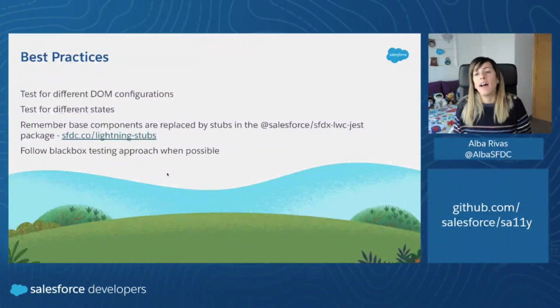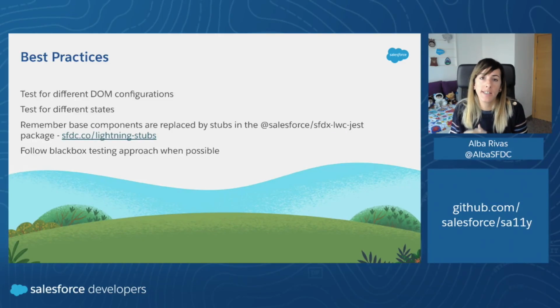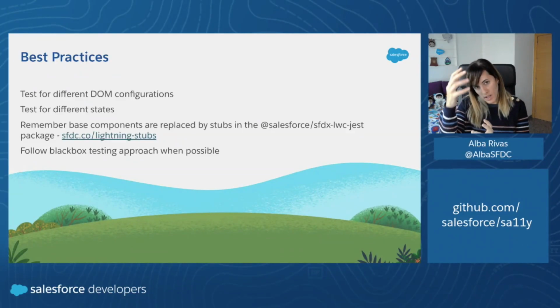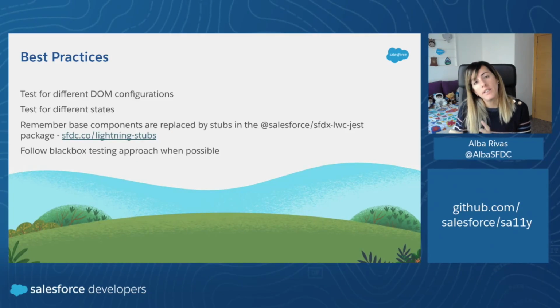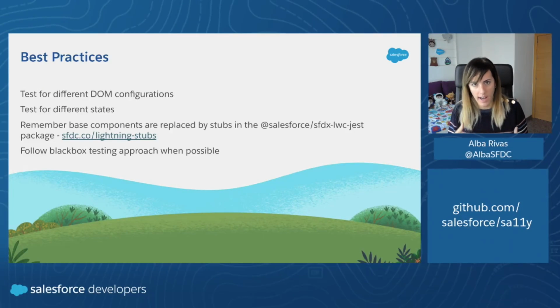And finally, my fourth recommendation is that you try to follow the black box testing approach when possible. This testing approach explains that, for example, if you have a parent component and a child component, two custom components that you have created, you should test for the behavior of the child component in the child component and for the behavior of the parent component in the parent component. You must decouple them, right? Normally, mocks, stubs, and spies are going to help you with that kind of testing, right?